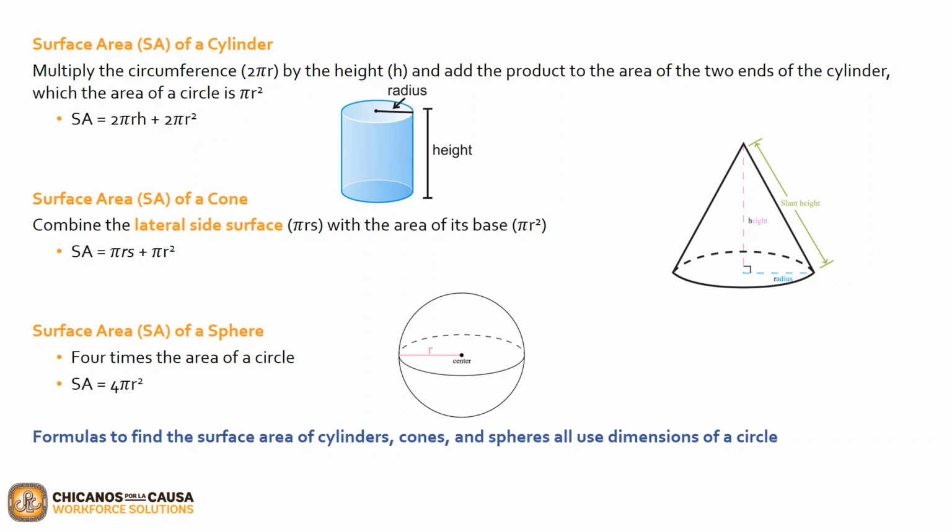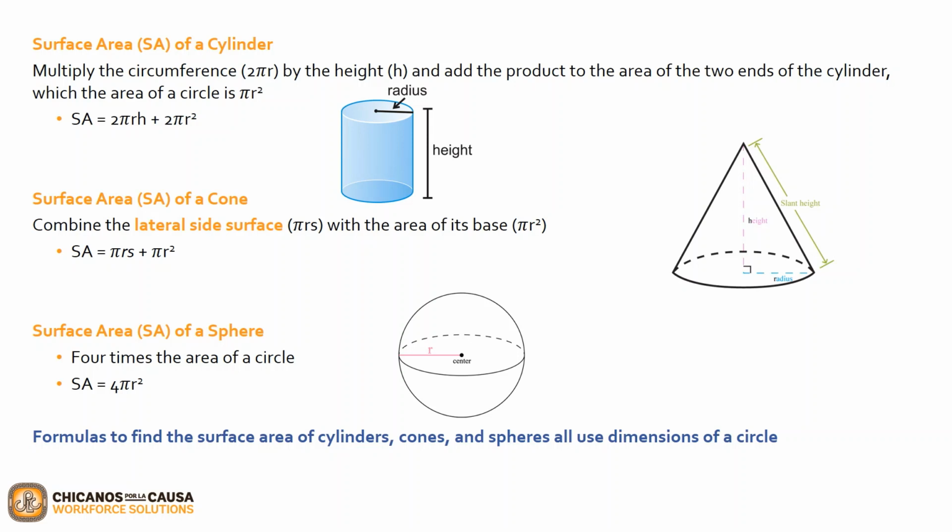So that's where we get the 2 in our formula, which is 2 times pi r squared, because we have a top and a bottom side. Now the surface area of a cone, you're going to combine the lateral side surface with the area of its base. So that means the lateral side surface is pi r times the slant height.